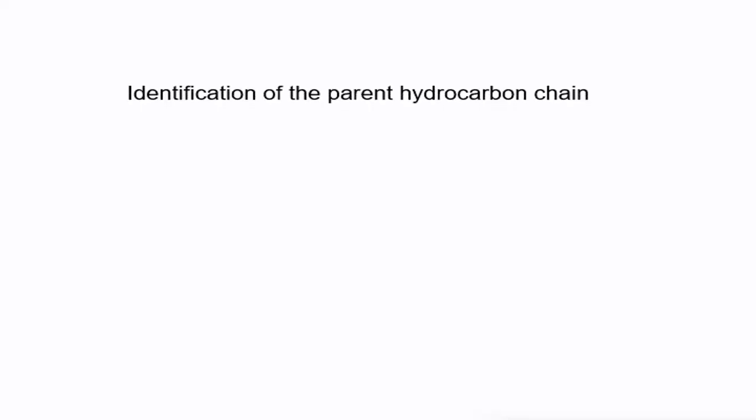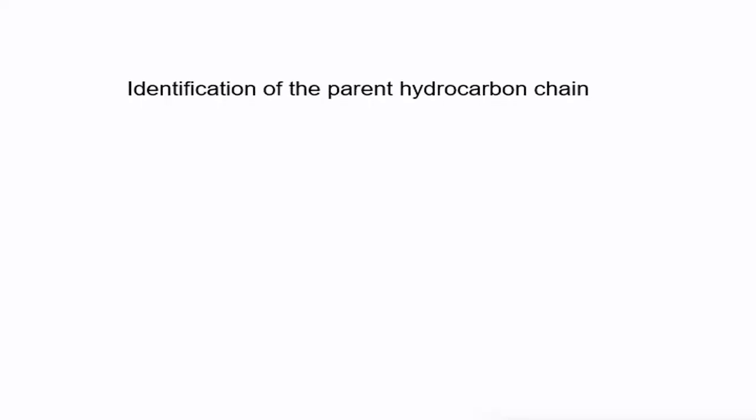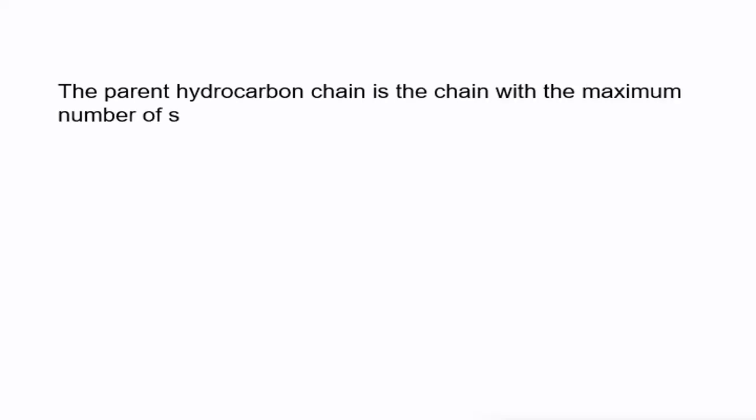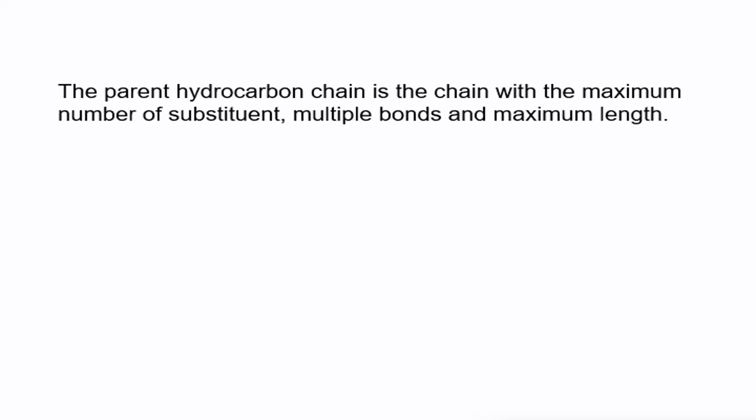So let's quickly go ahead and discuss this. The basic principles that must be observed while naming organic compounds are as follows. 1. Identification of the parent hydrocarbon chain. Now the parent hydrocarbon chain is the chain with the maximum number of substituents, multiple bonds, and maximum length.